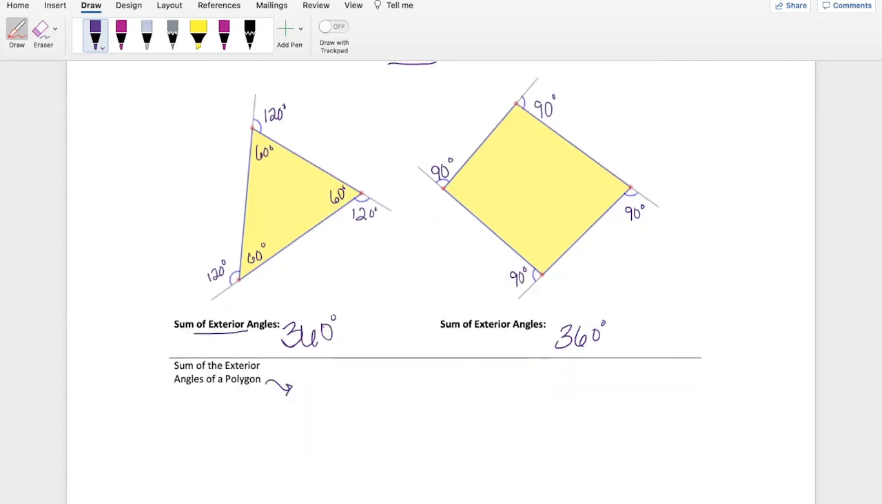So we can write this definition out here. The sum of exterior angles is always 360 degrees.